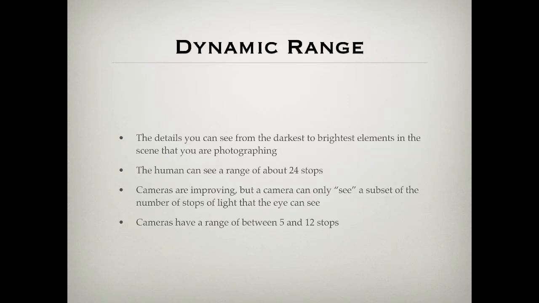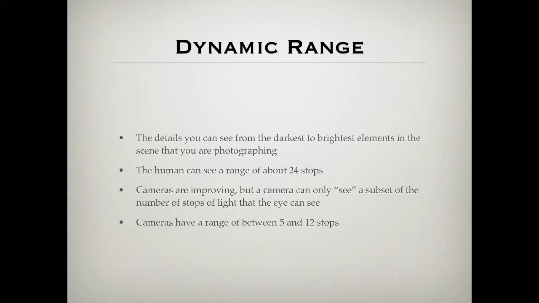And remember, the dynamic range is the details we can see from the darkest to the brightest elements. So from very deep dark shadows to very bright reflection of light off water, etc. The human eye can see about 24 stops. Cameras, depending on if it's a point and shoot, the size of the sensor, the quality of the software processing, etc. within the camera, have a range of between 5 and 12 stops. Some of the newer cameras recently out are claiming in the 14 stop range.